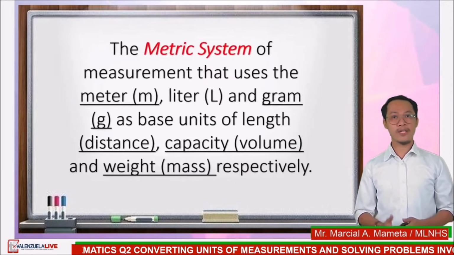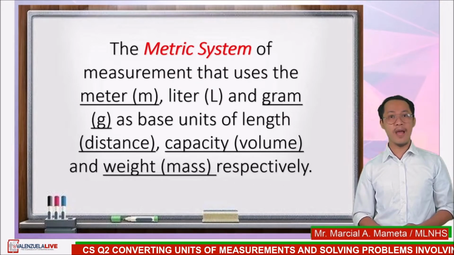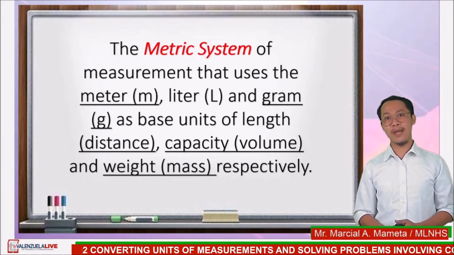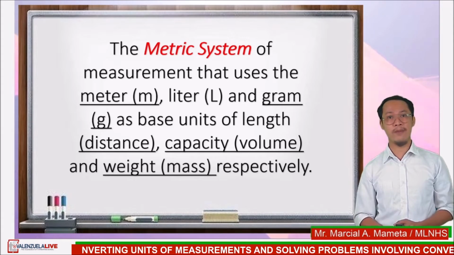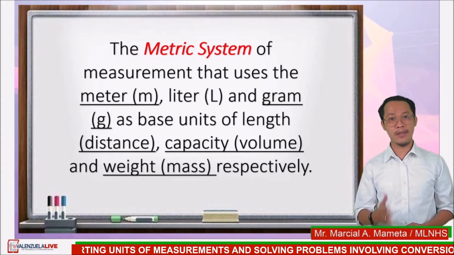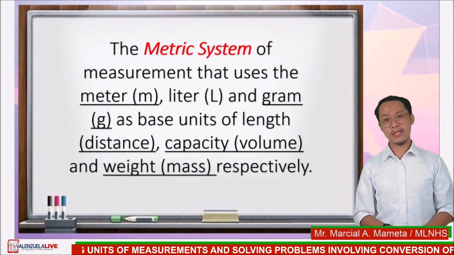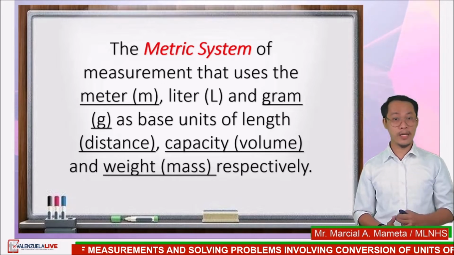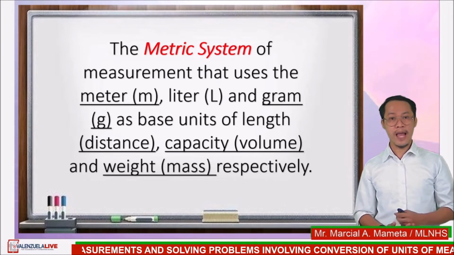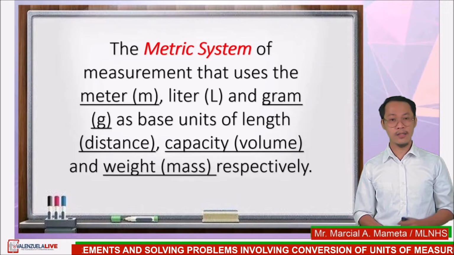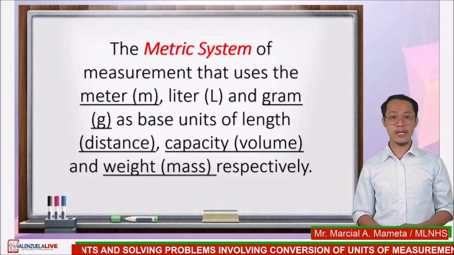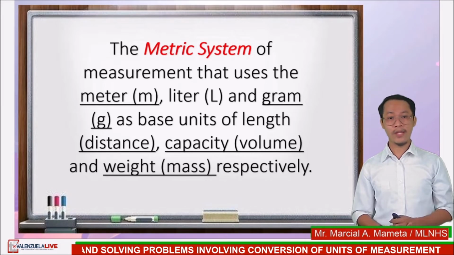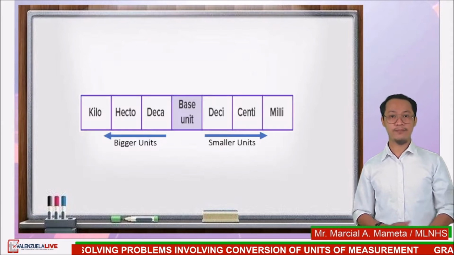We are going to discuss today two systems of measurement, the metric system and the English system. Let us focus first on the metric system. The metric system of measurement uses the meter (m), liter (L), and gram (g) as base units of length or distance, capacity or volume, and weight or mass, respectively.